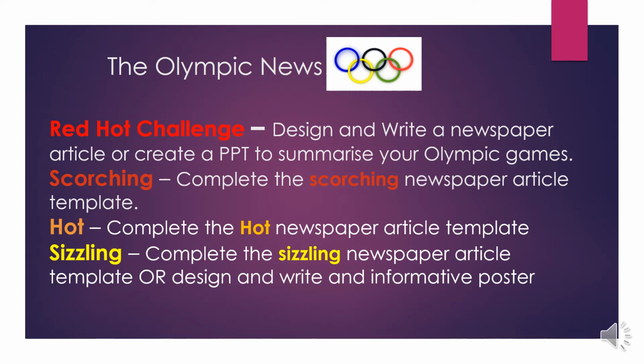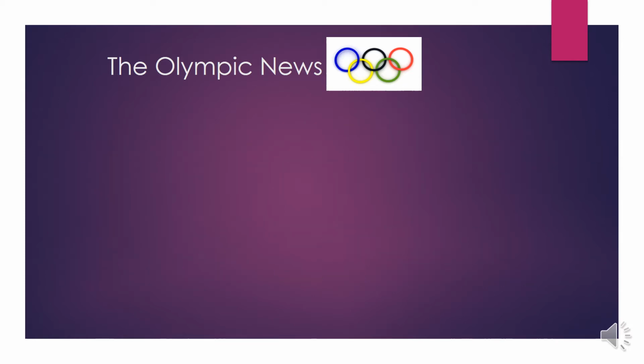Or if you prefer, you could create an informative poster which highlights the key events from your chosen Olympics. So for example, if you knew who won the 100 metres, which might have been Usain Bolt, on your poster you'd have a picture of Usain Bolt, and that could be either something you draw or something you could take a photocopy of or get a teacher or adult to print off an image on Usain Bolt.